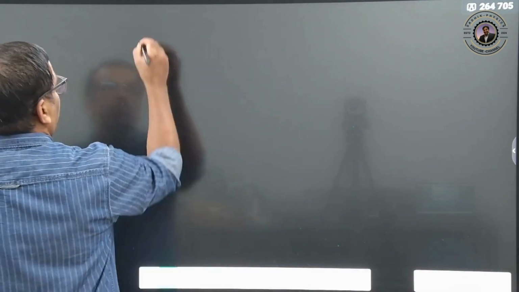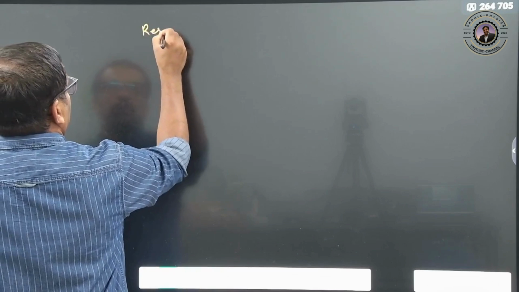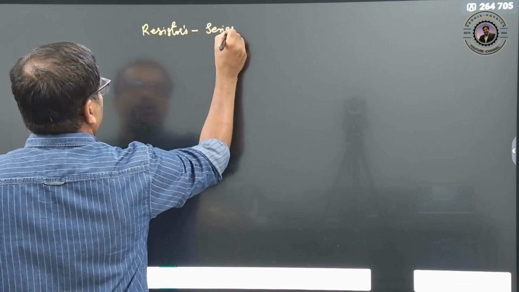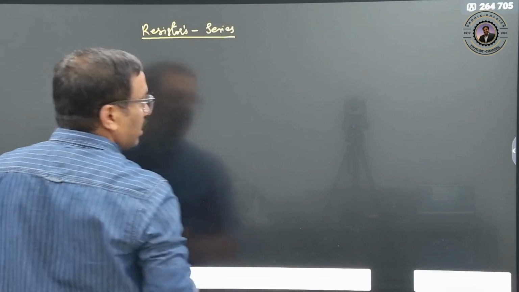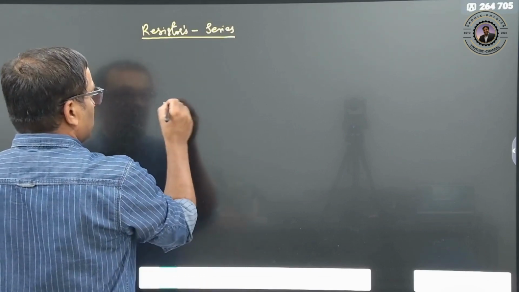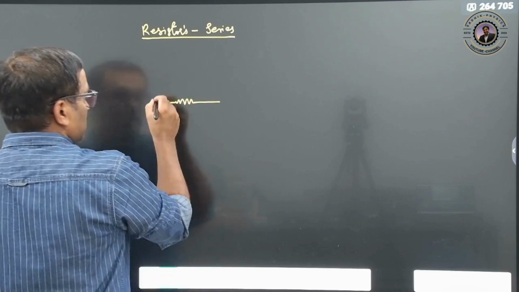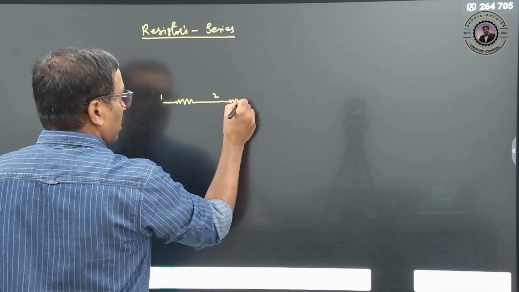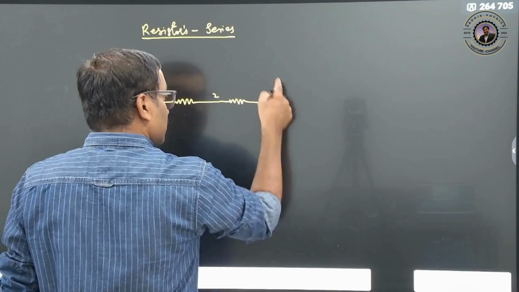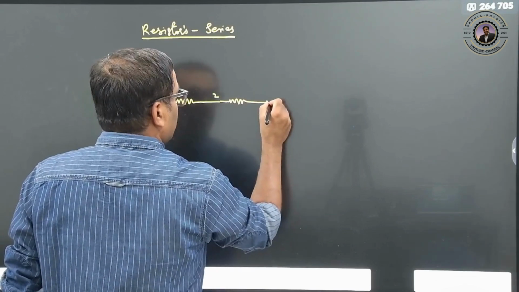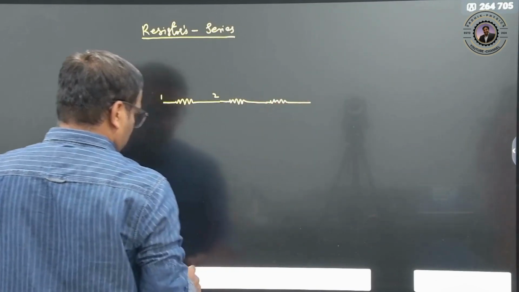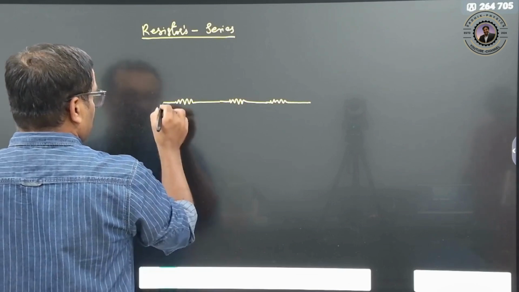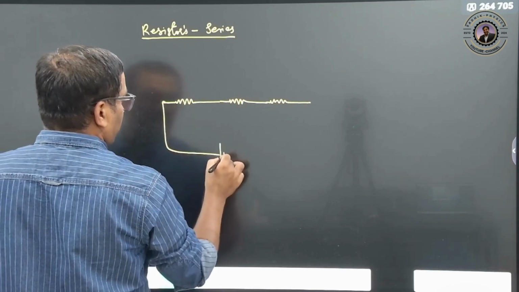Now, first let us go for resistors in series. Suppose, series connection means what? This is one resistor symbol. This is the first terminal, second terminal, and this second terminal is connected to the first terminal of the next resistor, and the second terminal of the second resistor is connected to the first terminal of this one. This type of combination we will call a series combination. These ends are now connected to one battery here.